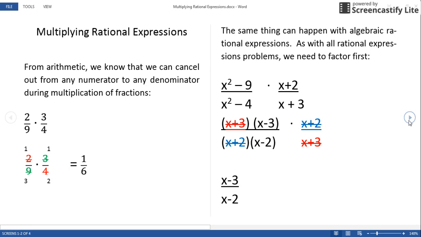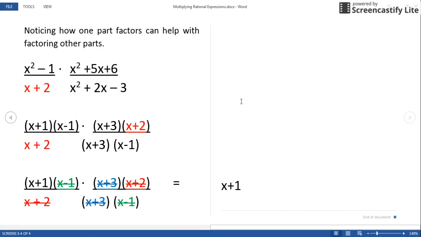Let's look at another one. For this one, again, notice how factoring one part can help you to factor the other parts. This x plus 2 is again a prime, and I see that it's not going to help me up above. Is x plus 2 somebody that could help diagonally? It is. X plus 3 would be with it. So our factored form of this part ends up being this.